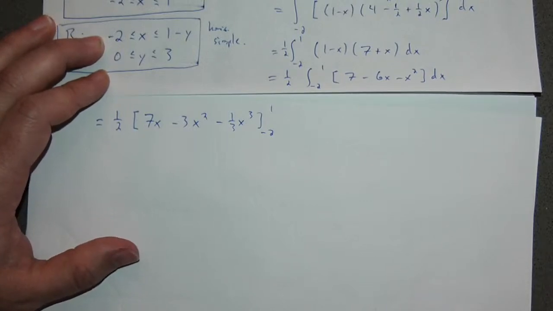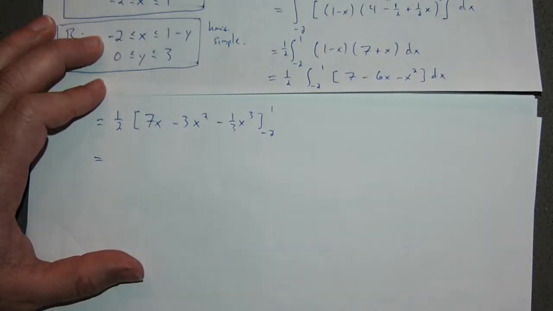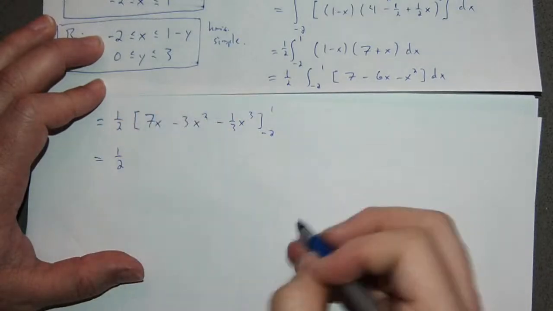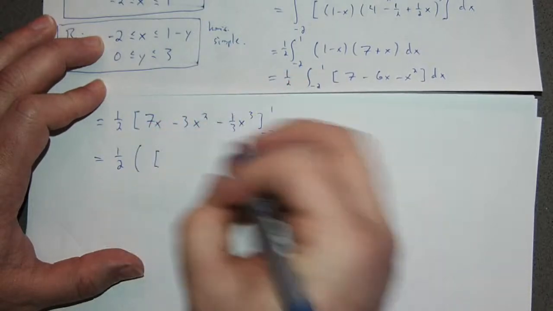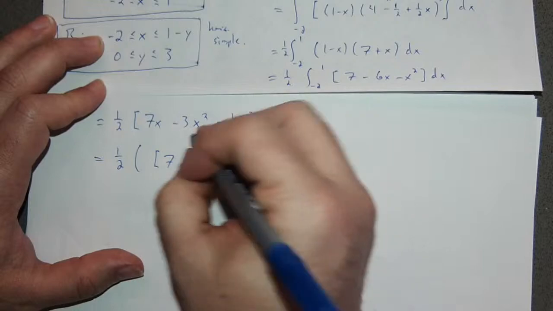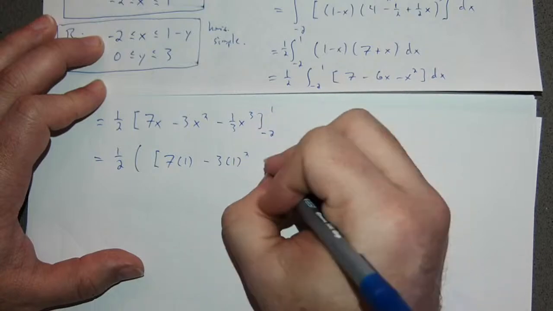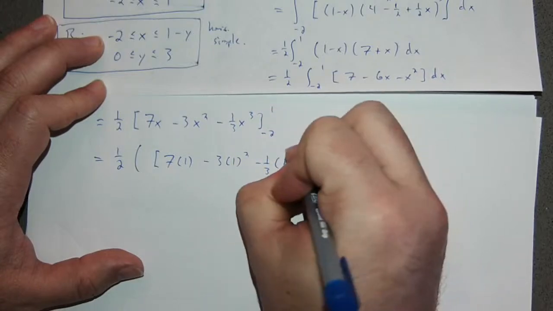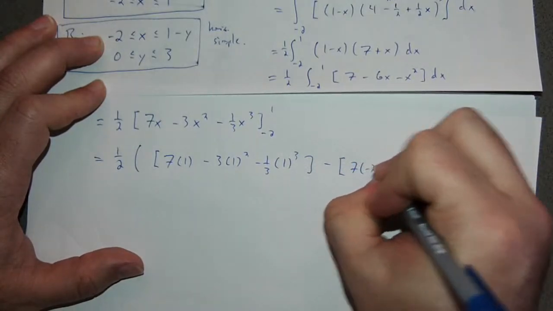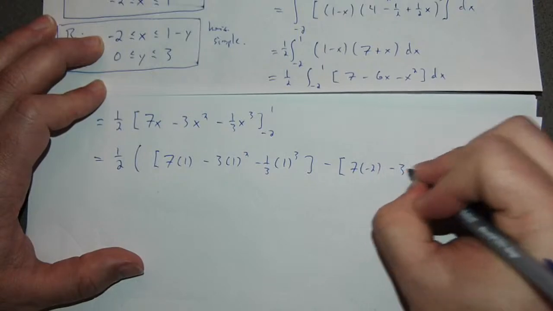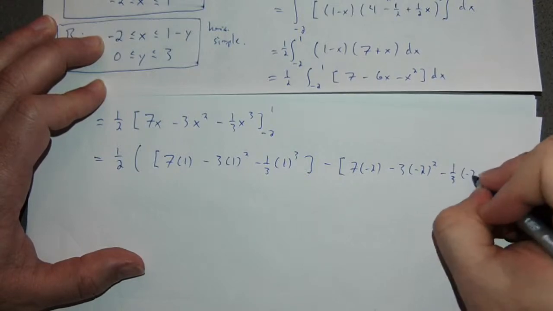Okay, so let's do this evaluation. We don't have any zero niceness here, and so we have to actually do this all the way. So this is 1 half times 7 times 1 minus 3 times 1 squared minus 1/3 times 1 cubed, minus 7 times minus 2 minus 3 times minus 2 squared minus 1/3 times minus 2 cubed.